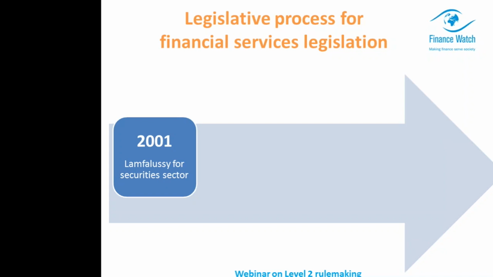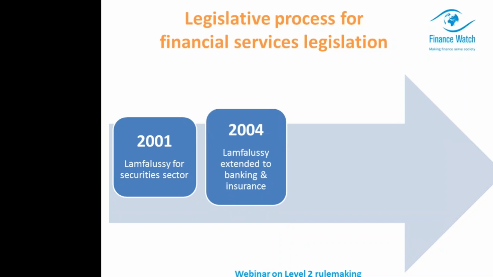In 2004, the Lamfalussy process was extended to other sectors, banking and insurance.